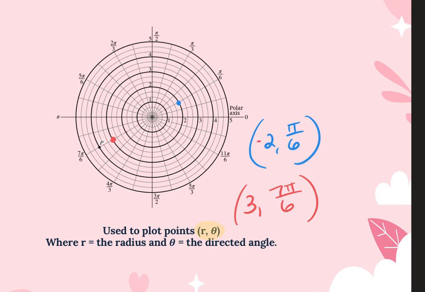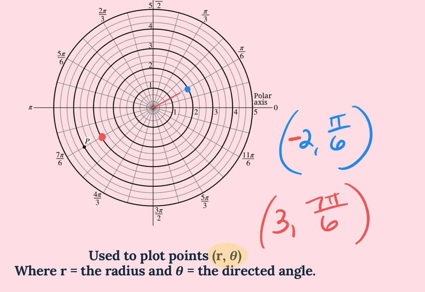So if I said negative 2, pi over 6, then I would go along the pi over 6 line, but instead of going towards that pi over 6, I'm going away from it too. So it puts it into the other quadrant. You count away from that angle, okay? So a negative radius says go the other direction. Same distance, you would still go to that radius. You would just go on the other side.